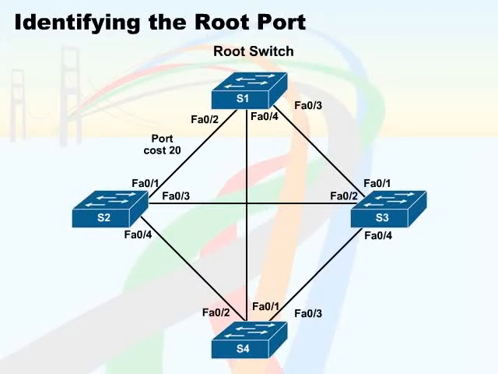Now consider an example. In a switched network, all the switches and segments are working. STP is enabled in VLAN 1. S1 is identified as root. S2's FA0/1 interface uses cost settings of 20, and other interfaces have the default cost. In this case, how would you determine the root port on S4?